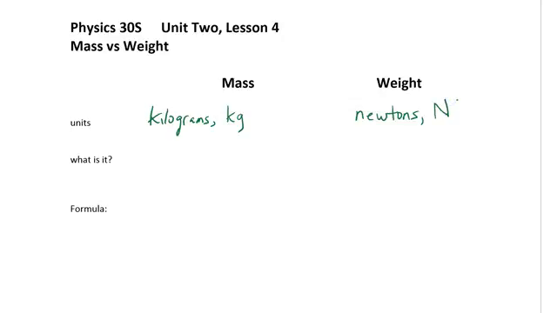Now, what is mass? Well, mass is the amount of matter, or we could just say the amount of matter or stuff that we have. Weight, now a good clue because the unit of measurement is a newton, it's the same as other forces. Weight is a force. It's the force of gravity.